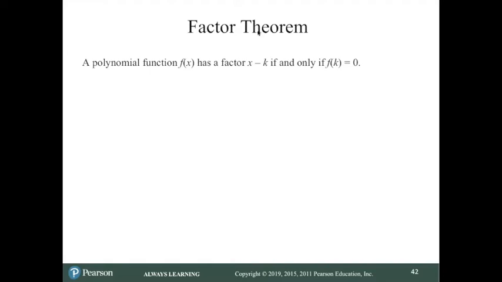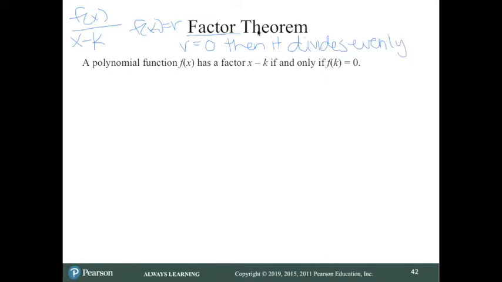Well, the remainder theorem said that if I have f of x divided by x minus k, f of k is the remainder. Well, in order for something to be a factor, that means it divides in evenly. And if the remainder is 0, then it divides evenly. And if it divides evenly, then we call it a factor.